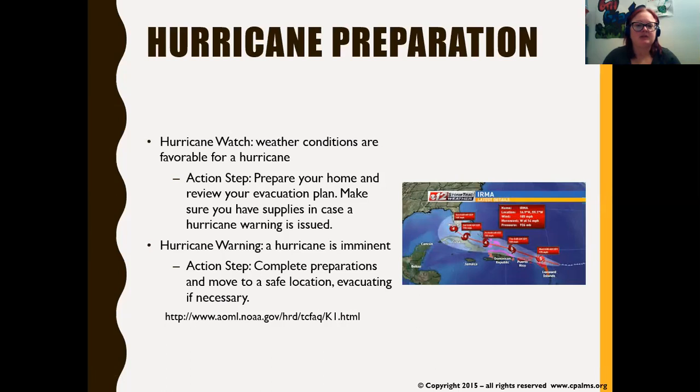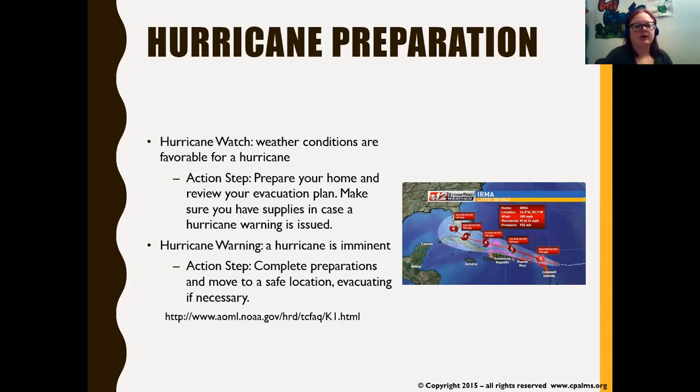Action step is to prepare your home and review your evacuation plan if you have to evacuate. So like if you lived on the beach, you normally have to evacuate from the beach. Make sure you have supplies in case a hurricane warning is issued. In this case, this is showing the path of Hurricane Irma. Hurricane Irma went right over the Keys, and the people in the Keys had to evacuate. Some people stayed because that's where they live and it's their home, and they said, we can't just abandon our home. But it's really dangerous to stay if they're telling you to evacuate, because they're not going to send rescue crews to come help you until it's safe for the rescue crews to go out.